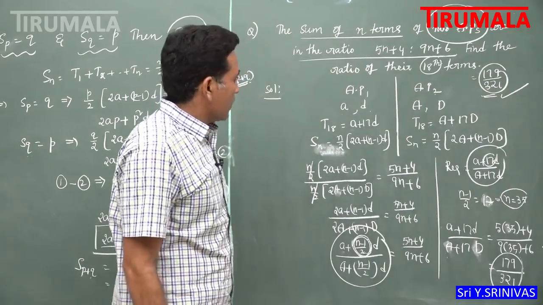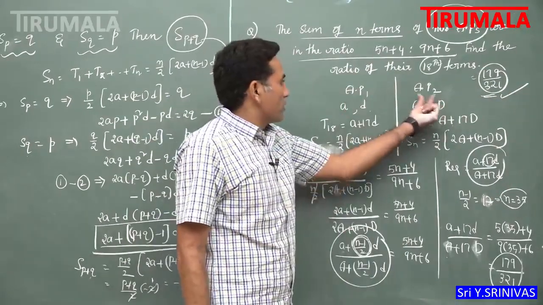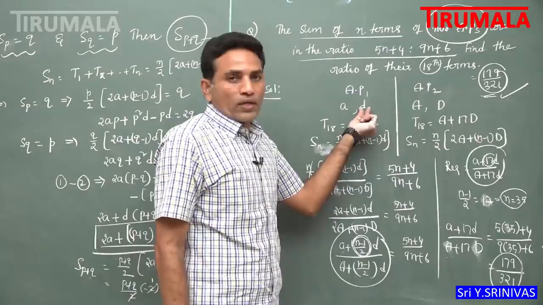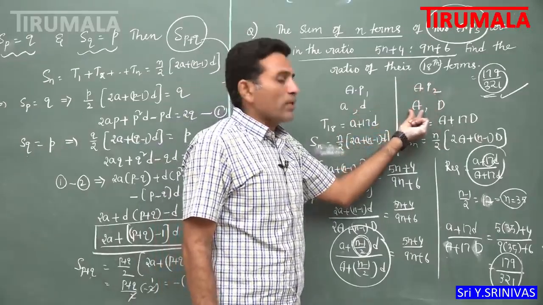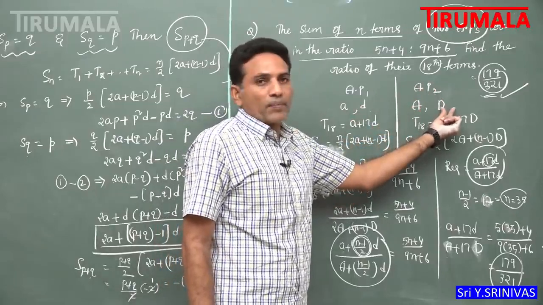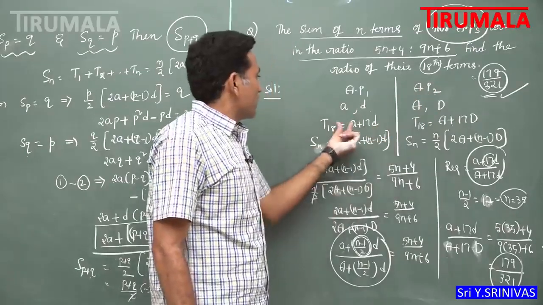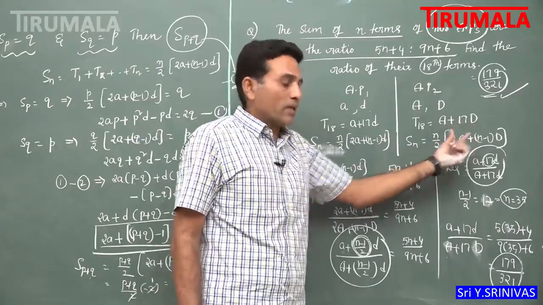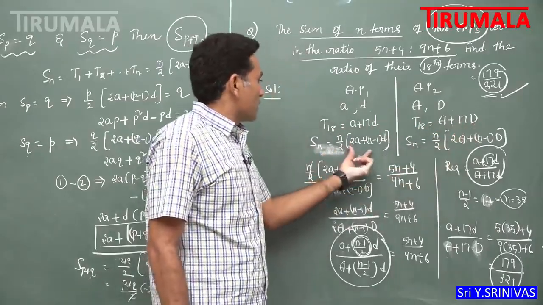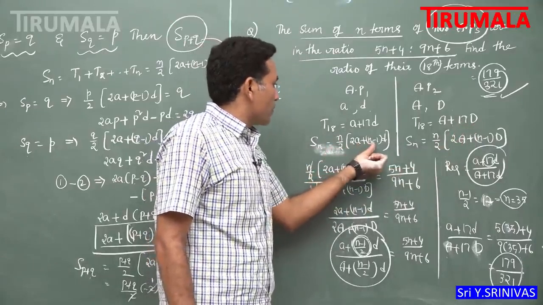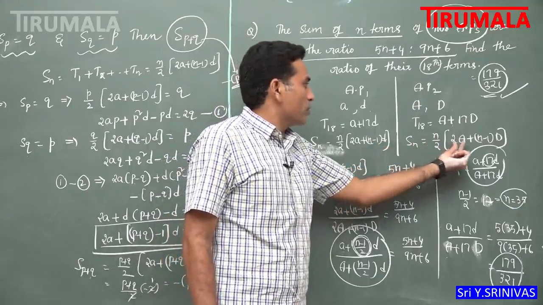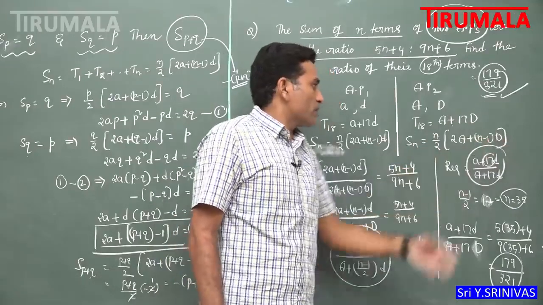What is the logic here, students? Two APs are given. First AP, first term is small a, common difference is small d. Second AP, first term is capital A, common difference is capital D. The 18th term is a plus 17d. Here the 18th term is capital A plus 17 capital D. The sum of n terms is n by 2 into 2 small a plus n minus 1 into small d. Here the sum of n terms is n by 2 into 2 capital A plus n minus 1 into capital D.